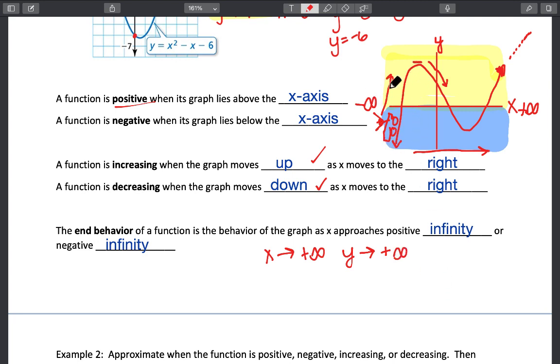Let's talk about the other end. How about as x approaches negative infinity? Well, looking at this arrow here, as x is getting smaller and smaller and smaller, you can see that this curve is going to continually decrease. So for this curve, we would say as x approaches negative infinity, y also approaches negative infinity.